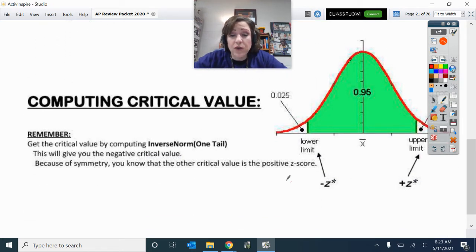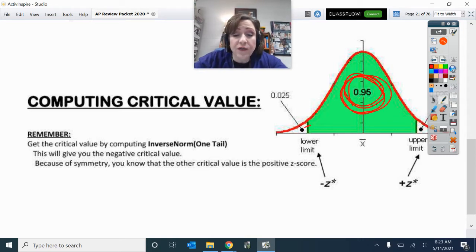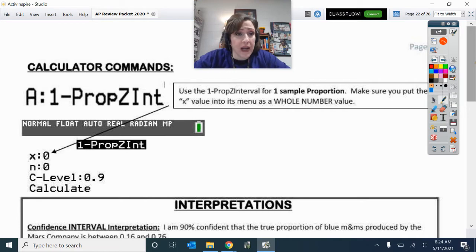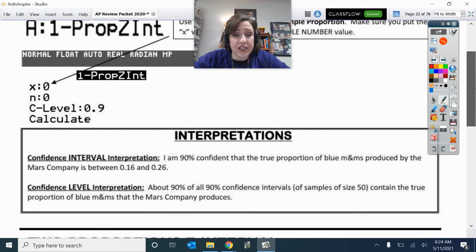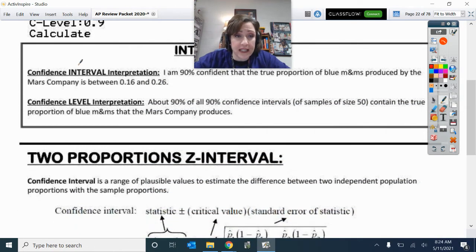Computing that critical value, whether it's a z star for proportions or a t star for means, if they ask you to be a certain confidence level, that is what's in the middle. You're going to inverse norm one tail or inverse t one tail. Now keep in mind, when you inverse t one tail, you do inverse t of one tail, comma, degrees of freedom. You have to include those degrees of freedom. All right, and then here just is how to put this in your calculator.